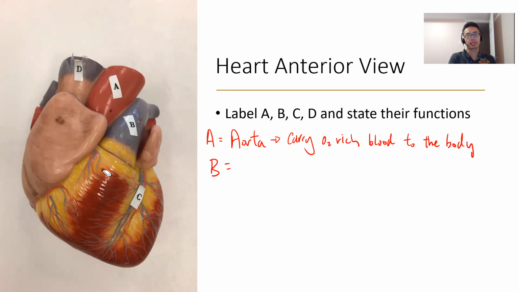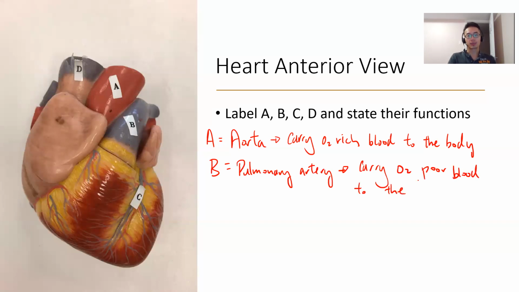All right. B, what is B over here? B is connected to the right ventricle, and it is the pulmonary artery. This carries O2-poor blood to the lungs for reoxygenation.